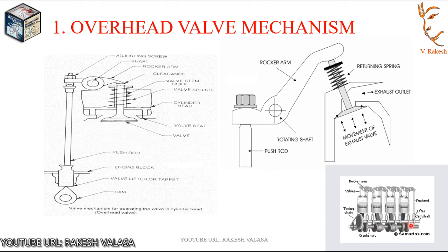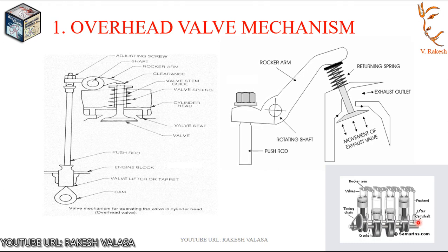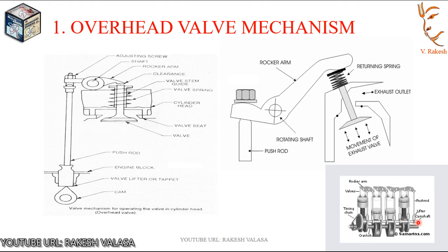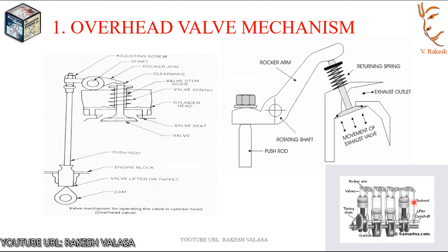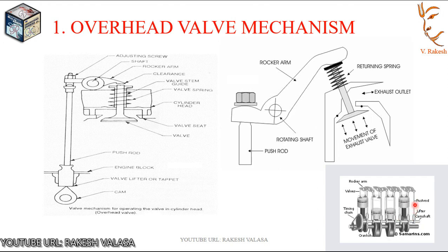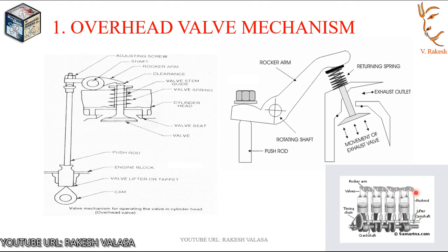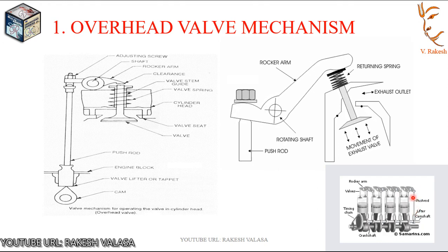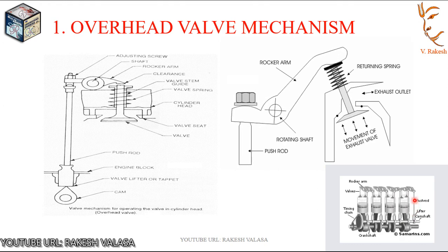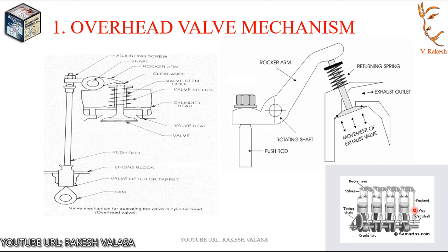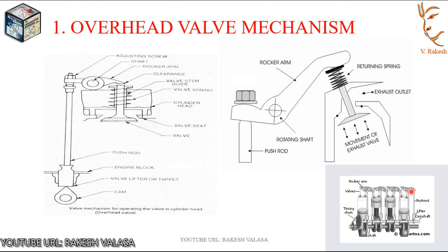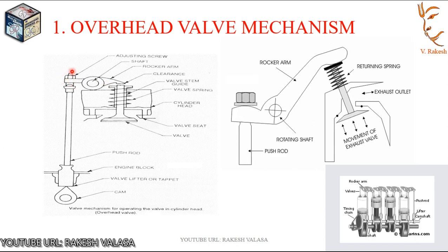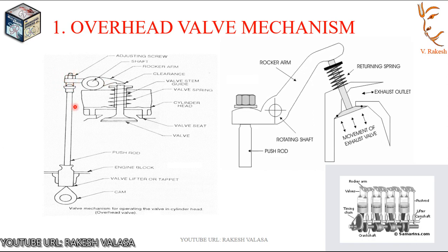See here, this is the camshaft. Camshaft lifts the valve lifter, which in turn operates push rod. See here, this is the push rod. The motion is transferred to the top of the head through the push rod. The push rod further transfers this motion to the rocker arm. See here, this is the rocker arm, through the adjusting screw. This one is the adjusting screw.